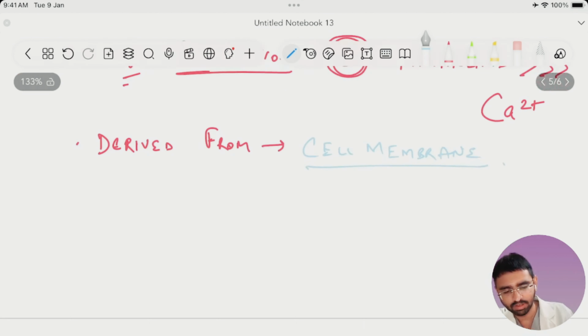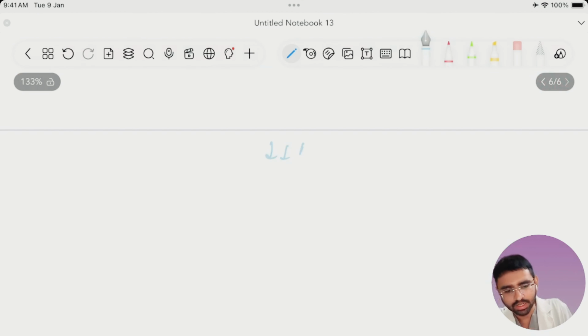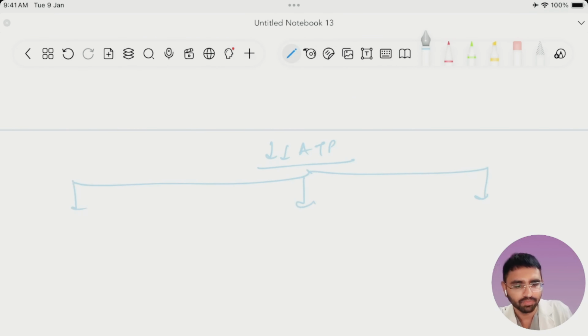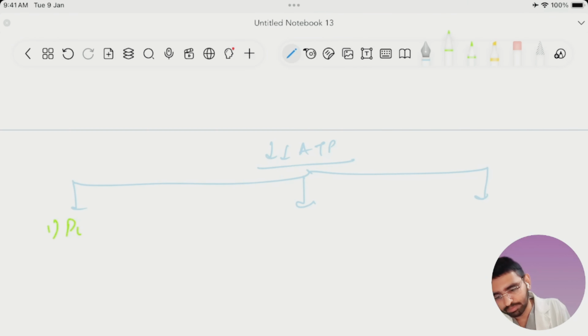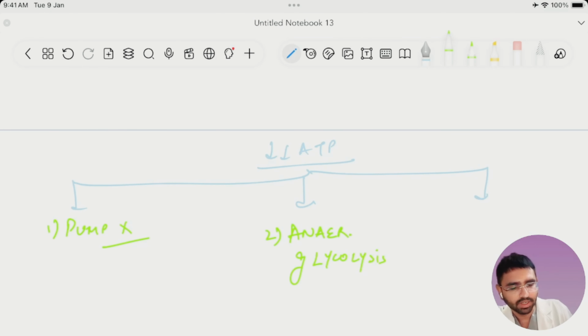Now, as we have seen, there will be a decrease in ATP formation. A decrease in ATP formation will lead to some changes in the cell. First of all, we have seen the pump will not be functioning. The second one is anaerobic glycolysis. And the third one will be in the RER. First of all, we will talk about anaerobic glycolysis.